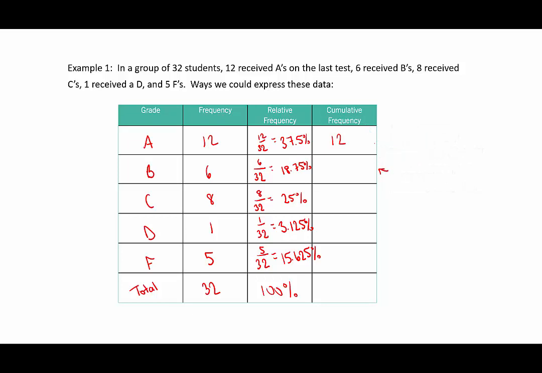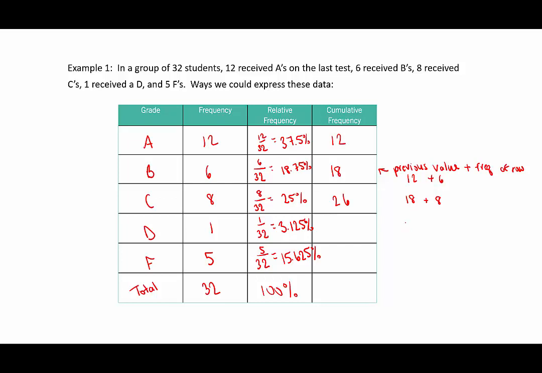For this one, we're going to take the previous value in this column, and the previous value was 12, and then we're going to add the frequency of this row. So here we're going to do 12, the previous value, plus the frequency of this row, 6, and we get 18. What that's telling us is that 18 students received an A or a B on this test. Then we're going to take the previous value, 18, and add the frequency in this row, 8. 18 plus 8 is 26.